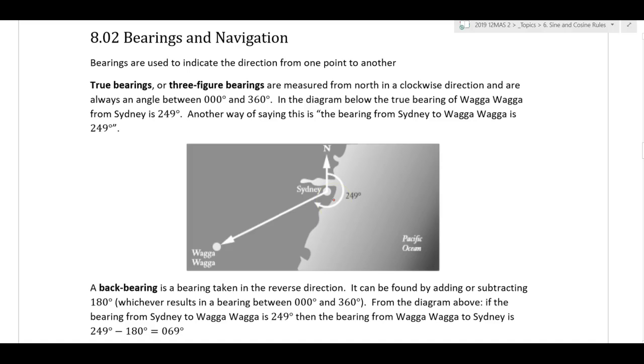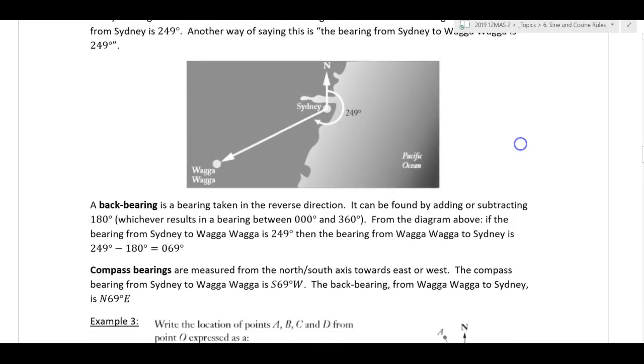Be careful though, because sometimes this is expressed a different way, and we say the bearing of Wagga from Sydney. "From" is usually the key word. That's our starting point. Draw a north arrow at the from location and then rotate around clockwise until you're pointing at the destination. So from and to, just be careful with that.